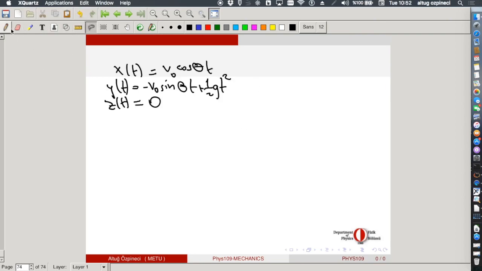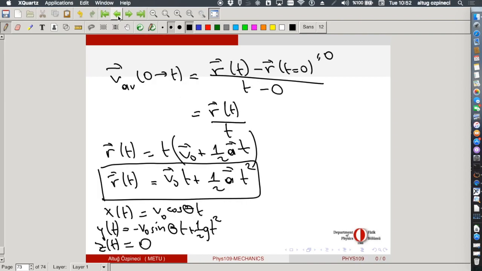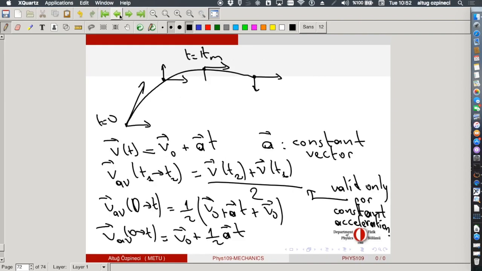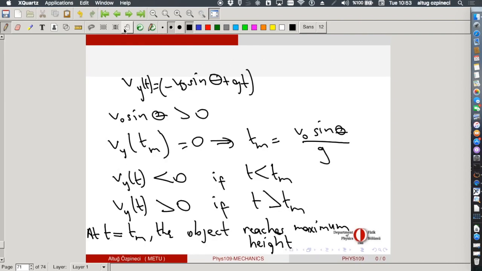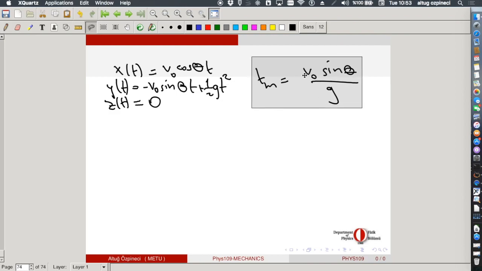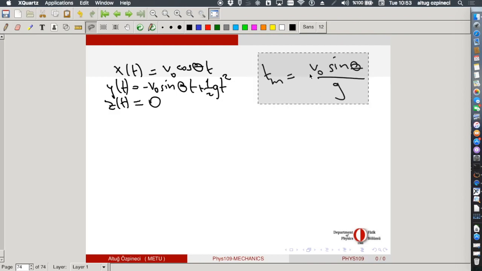Now let's also find the maximum height before studying how it looks. If you remember, we had calculated that the object reaches the maximum height at this time. This is when we reach the maximum height. Until this time, our object moves up. After this time, it starts moving down.